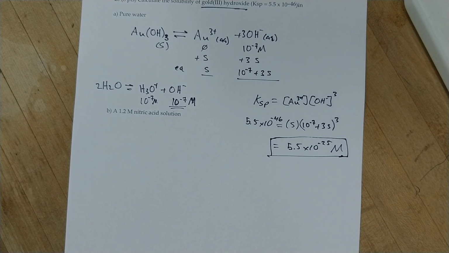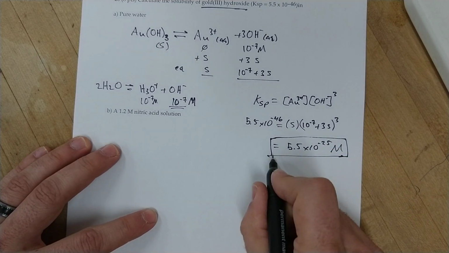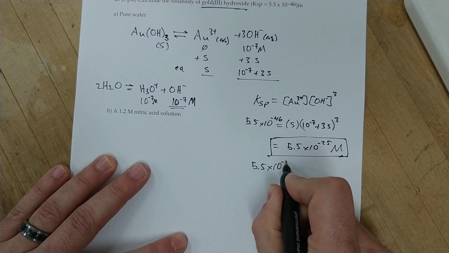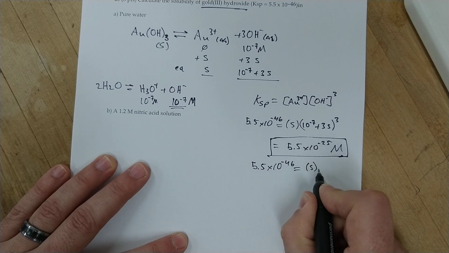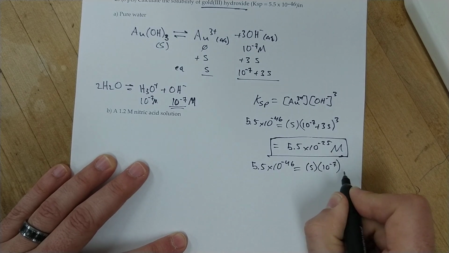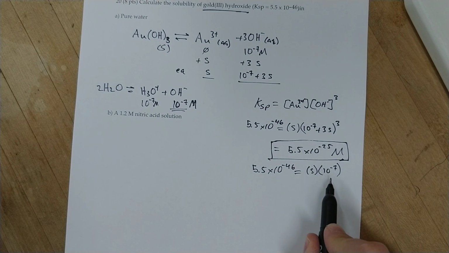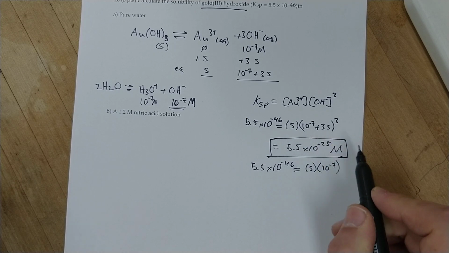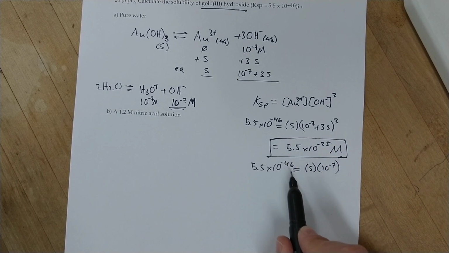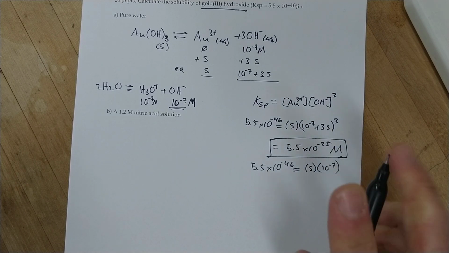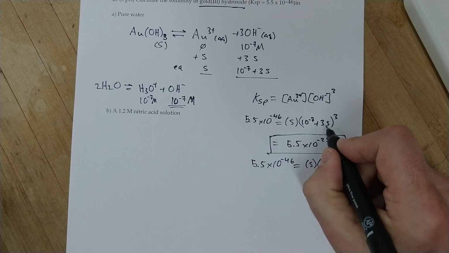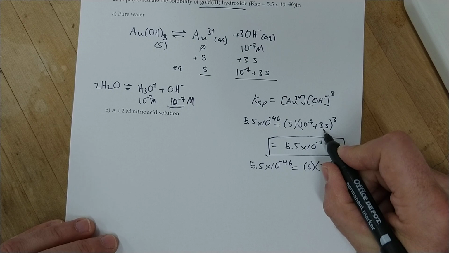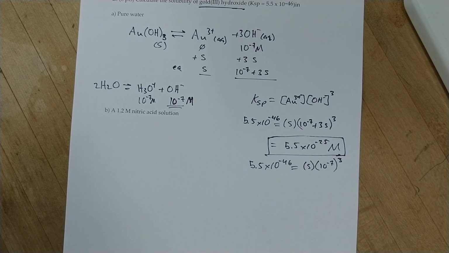And that's it. One interesting note here, though, is that you could have solved this exact same equation. It would have turned out the same way if you had just plugged in 5.5 times 10 to the negative 46 equals S times 10 to the negative 7. What we're saying is the amount of hydroxide in the solution was so big that the amount of extra hydroxide added wasn't a significant contribution. So you would have actually solved for that exact same number if you had used the S is small approximation here, that the new amount of hydroxide dissolving is not a significant contribution to that.